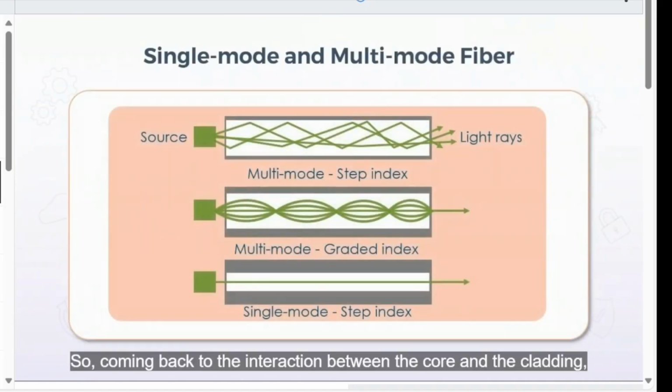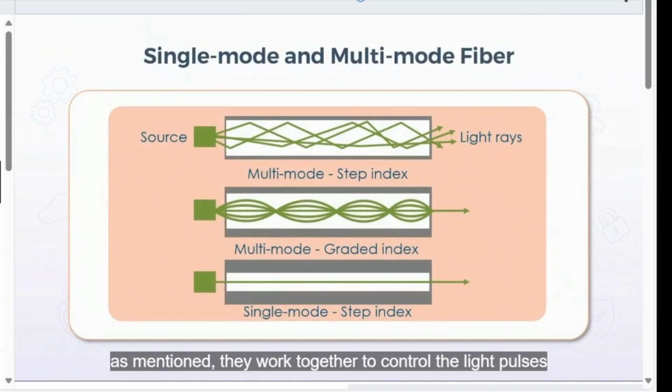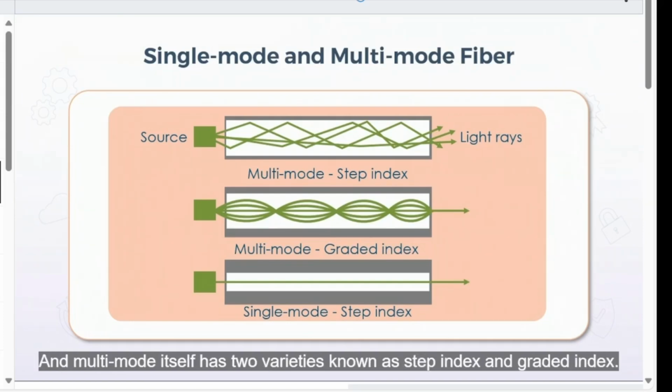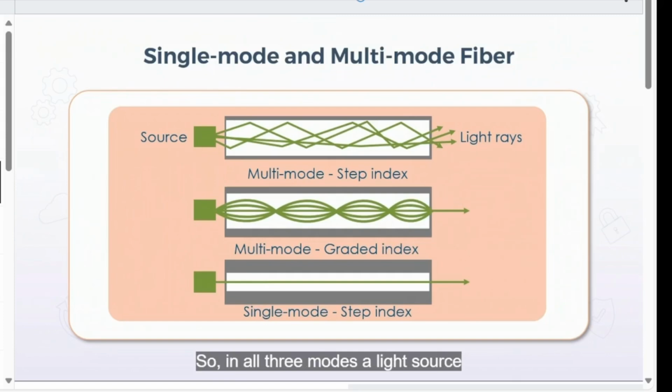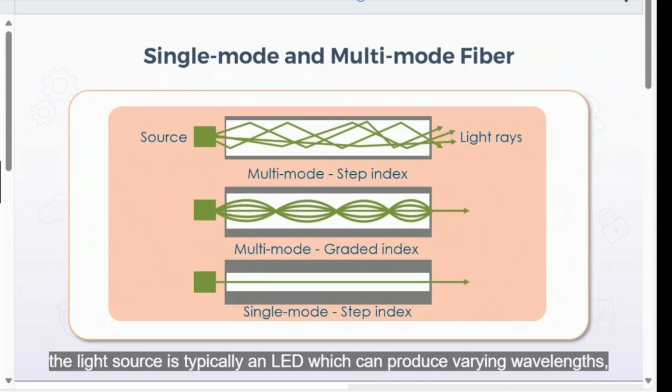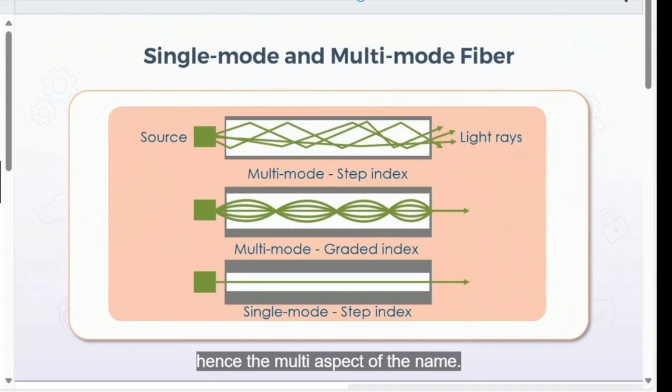So coming back to the interaction between the core and the cladding, as mentioned, they work together to control the light pulses using what's known as single mode versus multi-mode transmissions. And multi-mode itself has 2 varieties known as step index and graded index. So in all 3 modes, a light source transmits pulses through a fiber optic cable. So with step index and graded index in multi-mode, the light source is typically an LED, which can produce varying wavelengths, hence the multi aspect of the name.